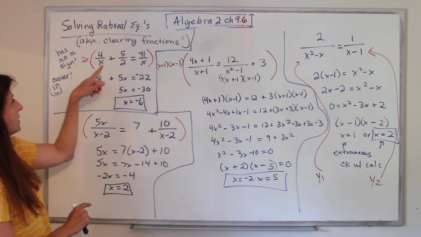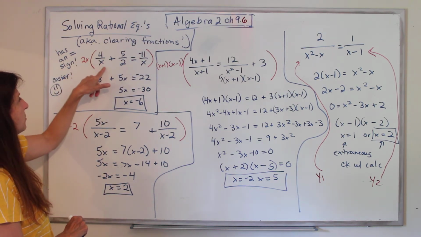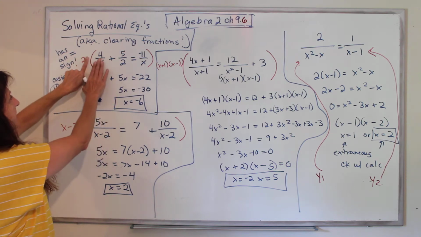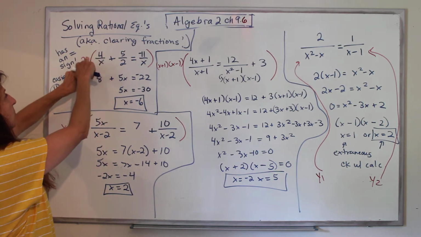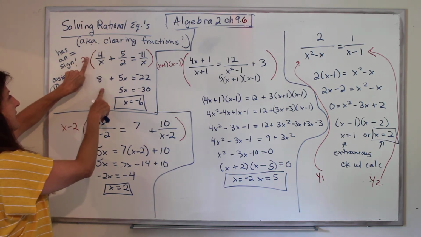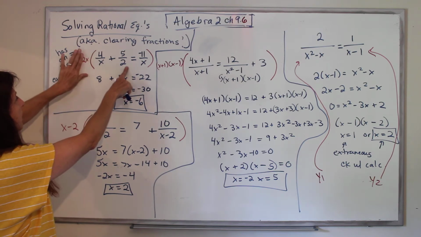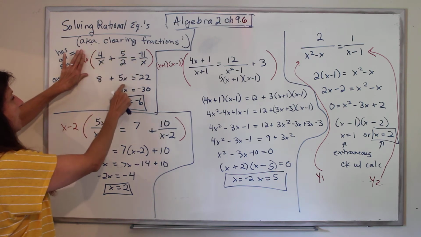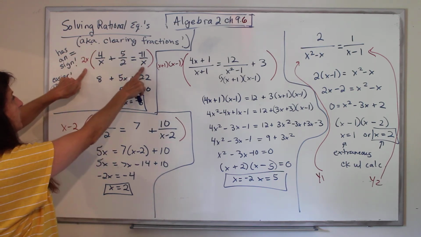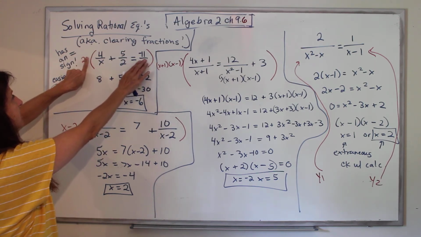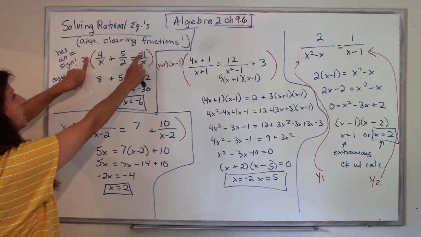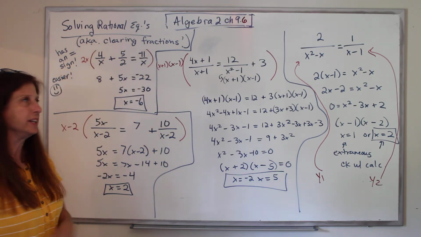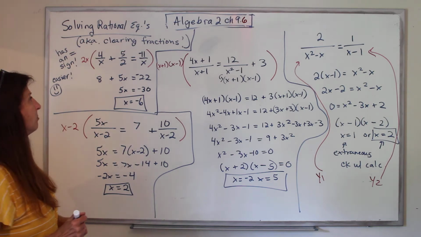Okay, so this is how it works. So I'm going to multiply 2x times x over 4, and the x's cancel out, and I'm left with 2 times 4, which is 8. Now I'm going to do this one. The 2's cancel out, and I'm left with x times 5, which is 5x. Now I'm going to do this one, and the x's cancel out, and I'm left with 2 times negative 11, which is negative 22. Now we have an Algebra 1 problem, don't we?